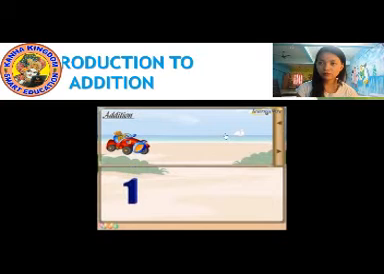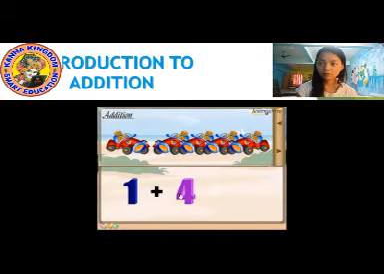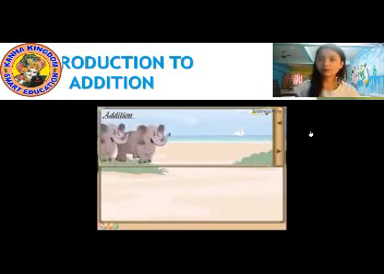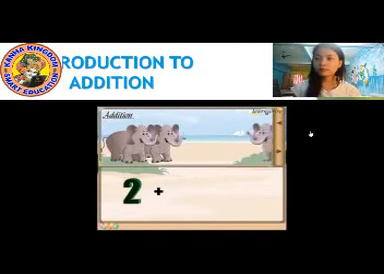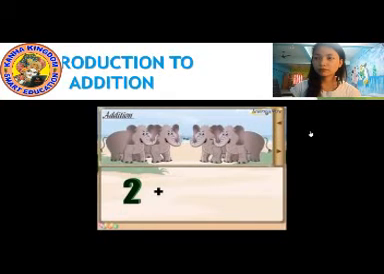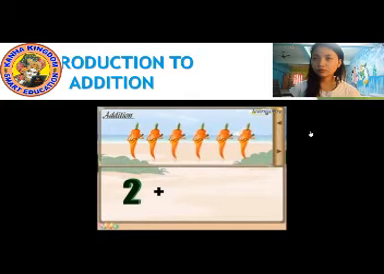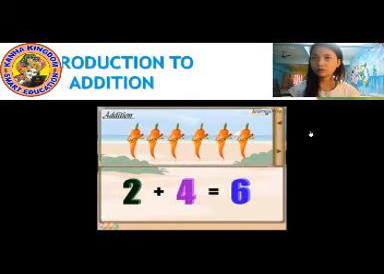See a wonderful sight. One cat driving a car. Oh, there are 4 more. That's good. 1 plus 4 is equal to 5. Here come 2 elephants. Look, 2 more friends have joined them. So now there are 4 elephants. 2 plus 2 is equal to 4. It's party time. 2 carrots are playing guitars. Now 4 more carrots have joined them. Children, now there are 6 carrots. Enjoying the music. 2 plus 4 is equal to 6.